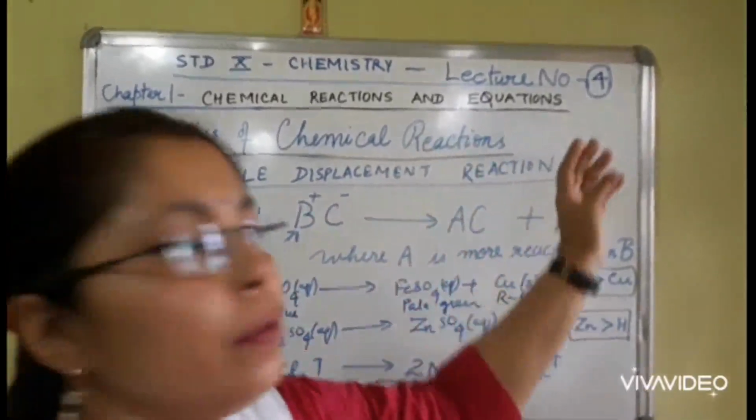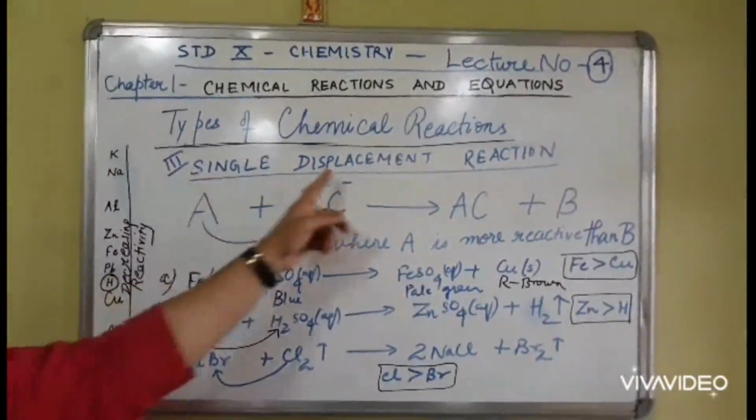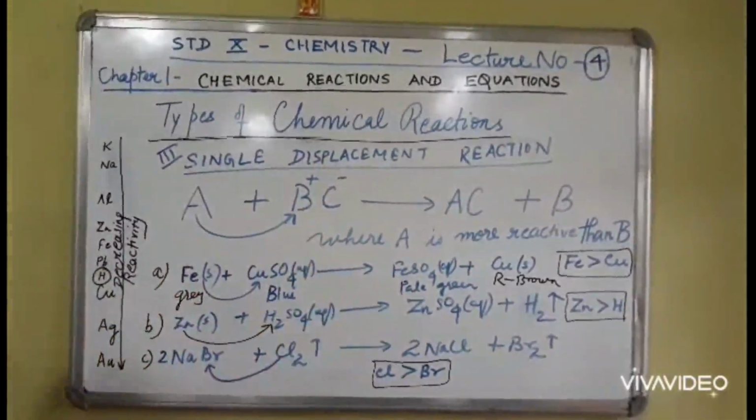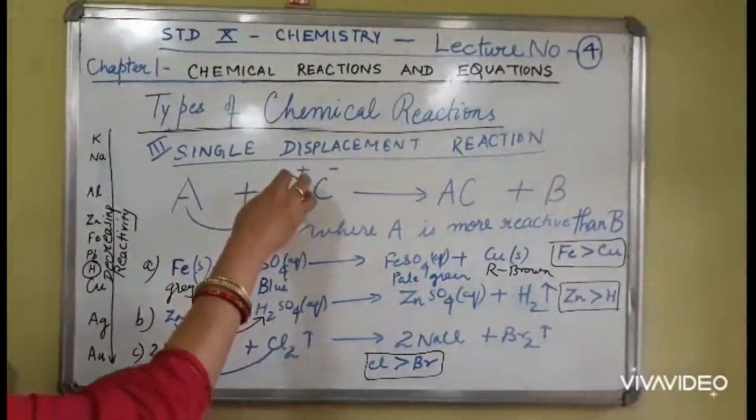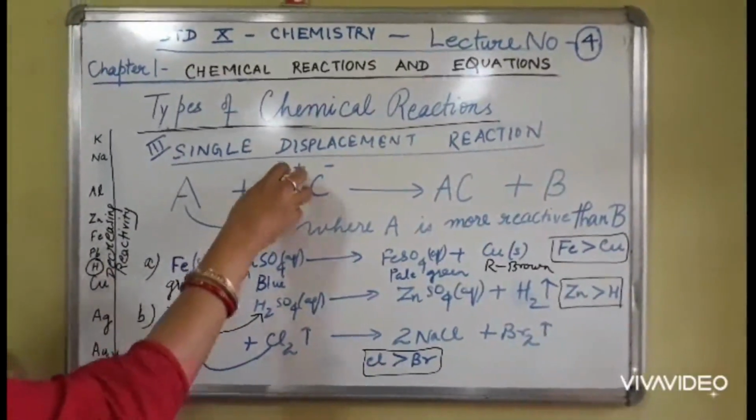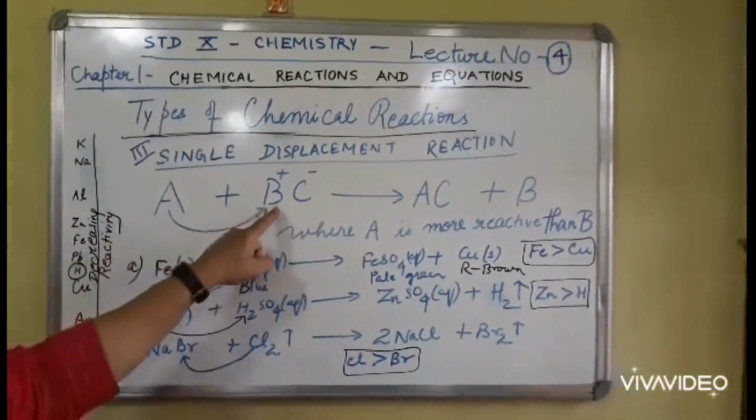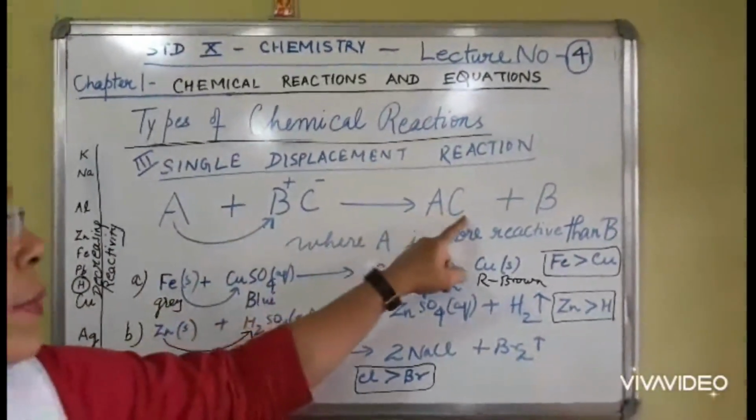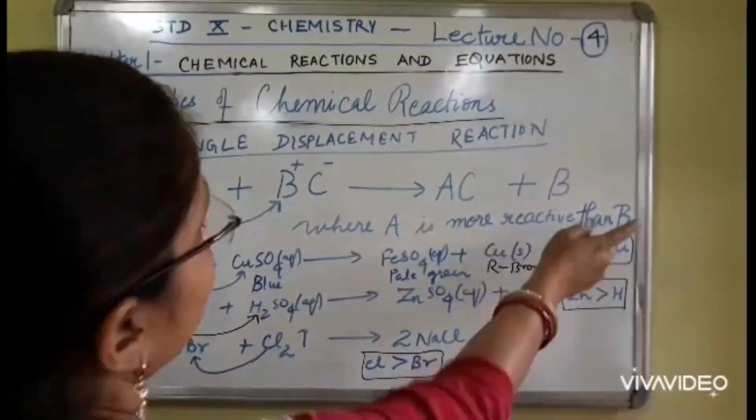In lecture 4, we will complete the rest of the reactions. Single displacement reaction. It is a reaction in which an element, its atom, will replace another less reactive atom in a molecule. See here, A is more reactive than B. It takes the place of B, forming AC, and B is out.